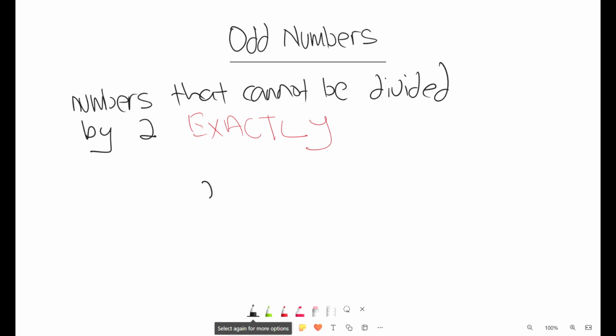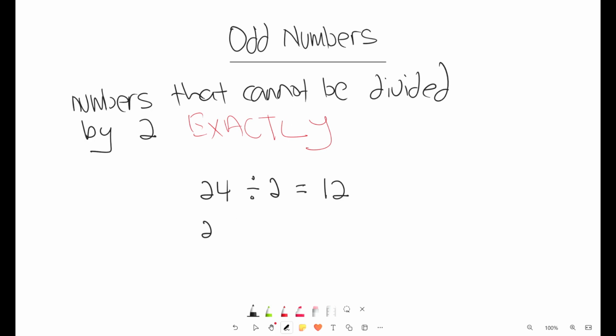Let's take for an example 24. I'm going to divide 24 by 2. That is the test to determine the parity of any number. So 24 divided by 2 is 12. Now 12 is a whole number and it is an exact value. There aren't any decimals, there aren't any fractions. So 24 cannot be an odd number because by definition, an odd number is a number that cannot be divided by 2 exactly.